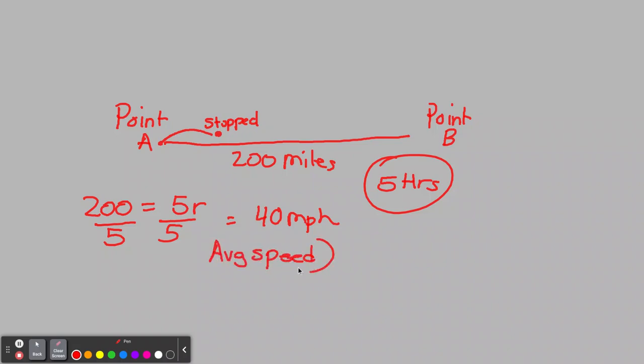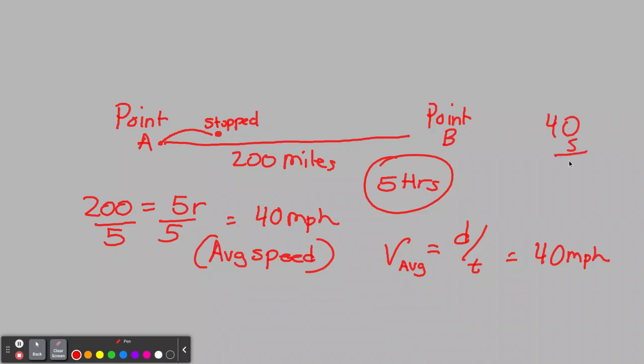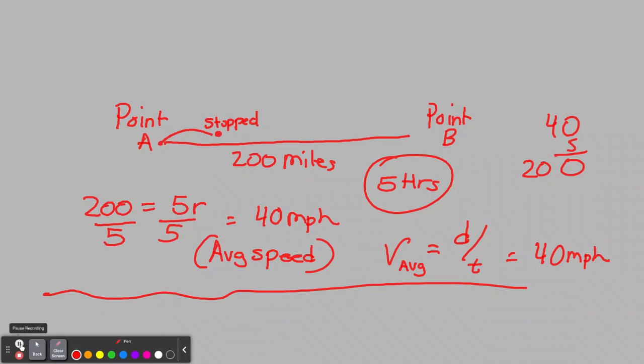There's also average velocity. It's usually written with a V and a bar for average. The average velocity will be distance divided by time. In this case, the average velocity will be 40 miles per hour, because we know 40 times 5 is 200, right? Now the average velocity is different, because we need to know the difference between distance and displacement. So let me do that next.